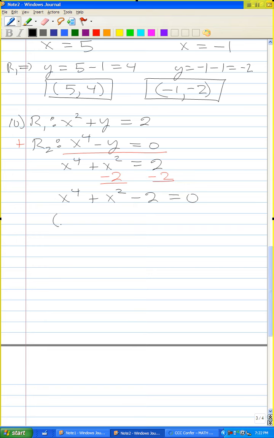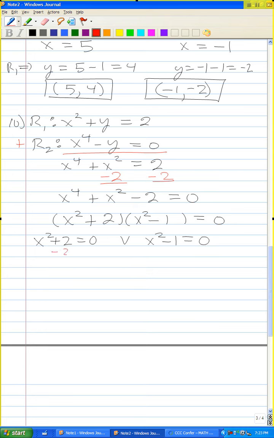Let me try to factor this. This is quadratic in form. It's quadratic in x squared. It is a monic quadratic in x squared. And so let's try to factor this. So this is x squared, drop down the plus times minus is minus. I want two whole numbers whose product is 2 and whose difference is 1. So 2 and 1. Set each factor equal to 0 and solve for x.